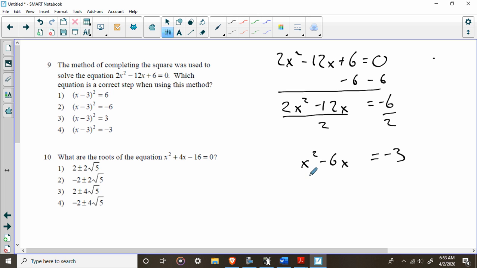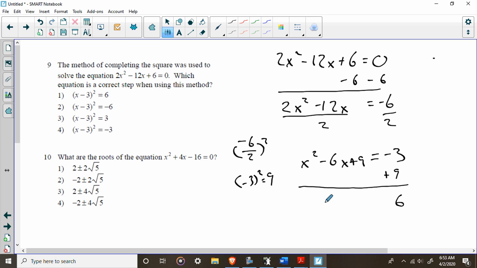And now we can solve by completing the square, okay? So again, what's going to have to get added here? Well, negative 6 divided by 2 squared. Negative 6 divided by 2 is negative 3, and 3 squared, it doesn't matter, is 9. So I'm going to add 9 here, and 9 here. And all of a sudden, you're going to see negative 3 plus 9 is going to be 6, which, if you take a look at your answers, is the only possible thing.